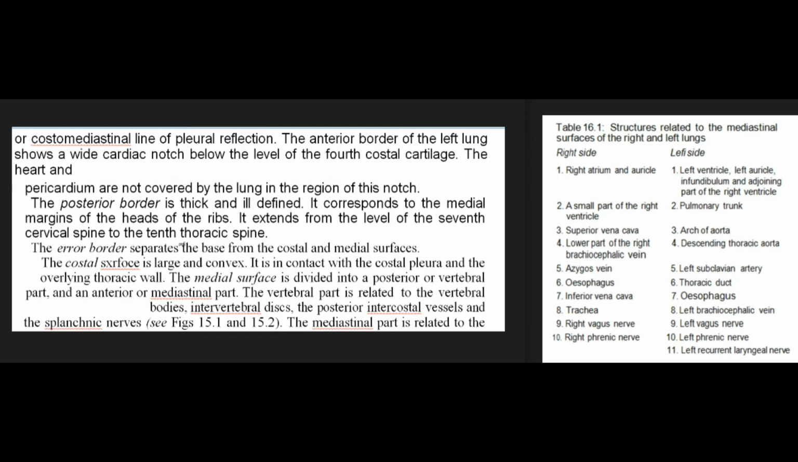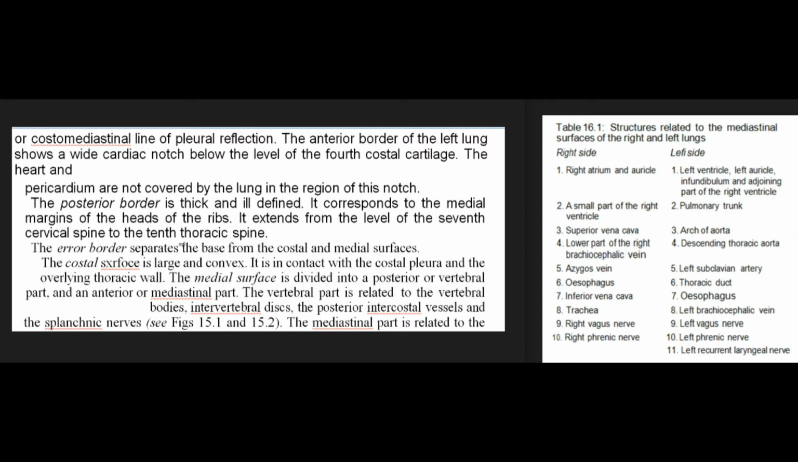The posterior border is thick and ill-defined. It corresponds to the medial margins of the heads of the ribs. It extends from the level of the 7th cervical spine to the 10th thoracic spine. The inferior border separates the base from the costal and medial surfaces. The costal surface is large and convex. It is in contact with the costal pleura and the overlying thoracic wall.